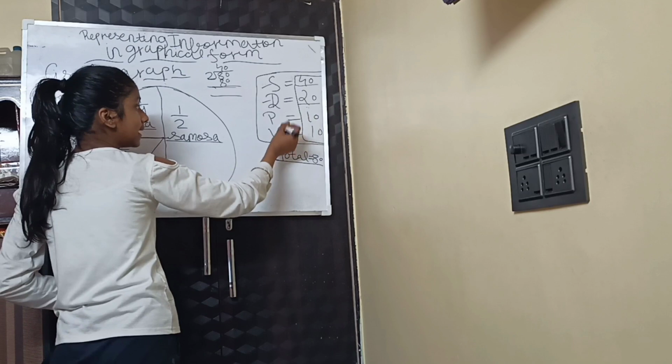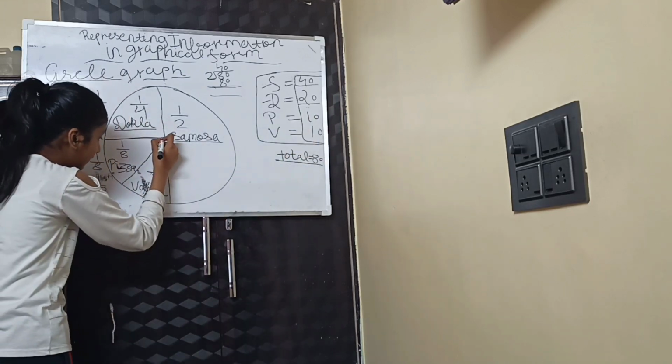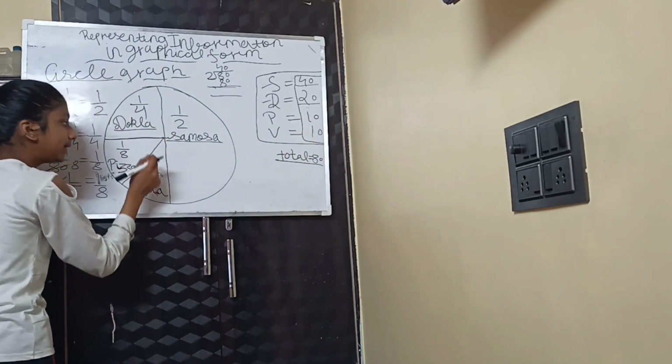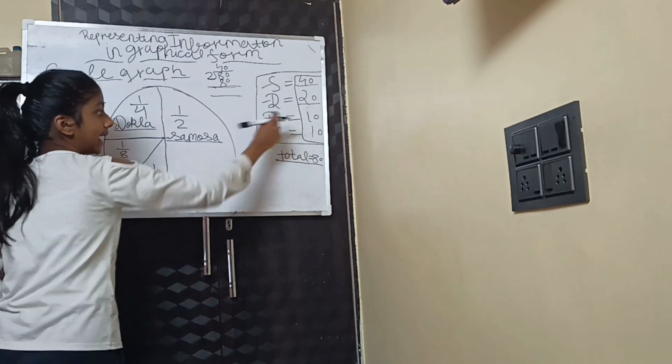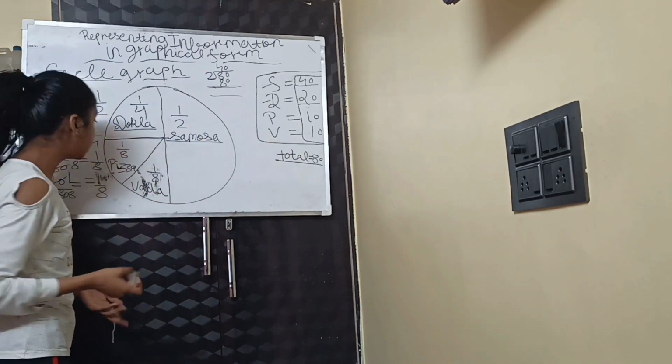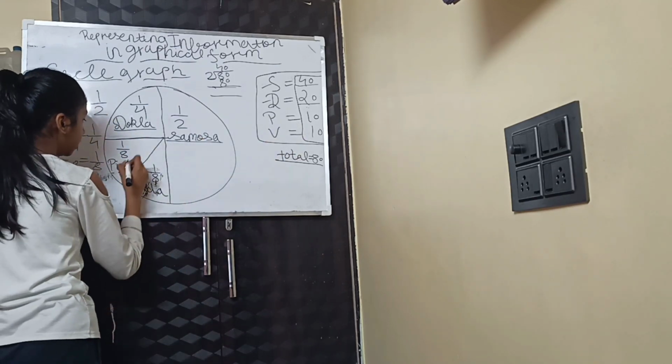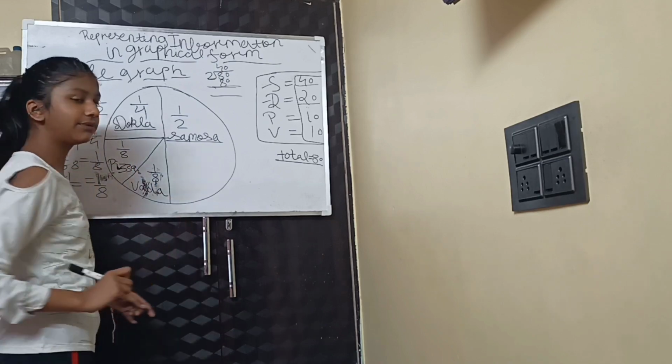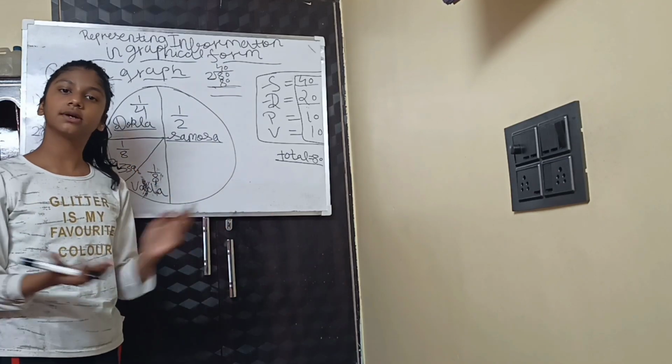Now here pizza is 10, vada is 10. When we divide this 20, 10 here, 10 here. That means 10 becomes pizza and 10 becomes vada. So what will we write here? We will write here 1 upon 8 pizza, 1 upon 8 vada. So our circle graph is completed.